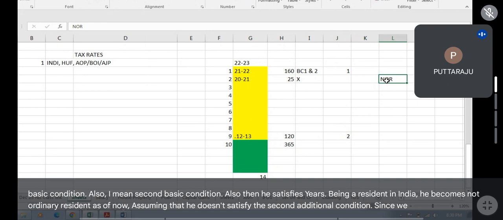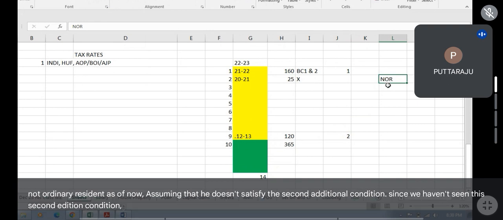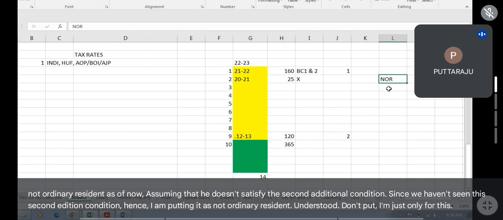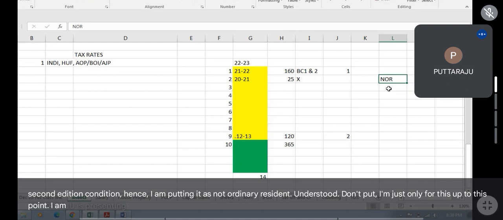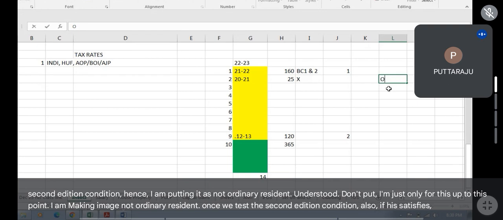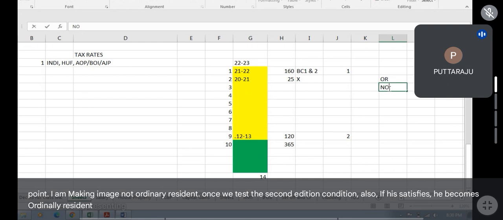Since we haven't seen the second additional condition, I am putting him as not ordinarily resident. Understood? Only up to this point I am making him not ordinarily resident. Once we test the second additional condition also, if he satisfies it, he becomes ordinarily resident, otherwise he becomes not ordinarily resident.